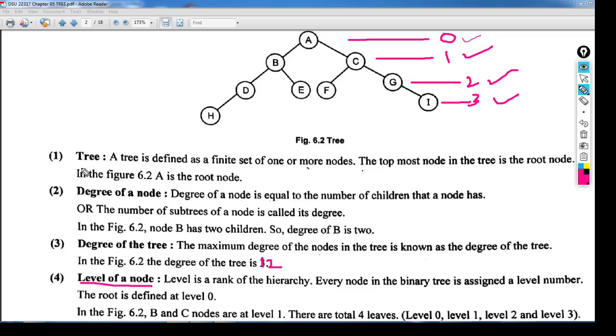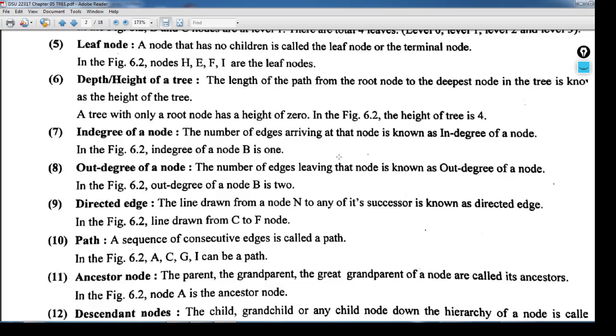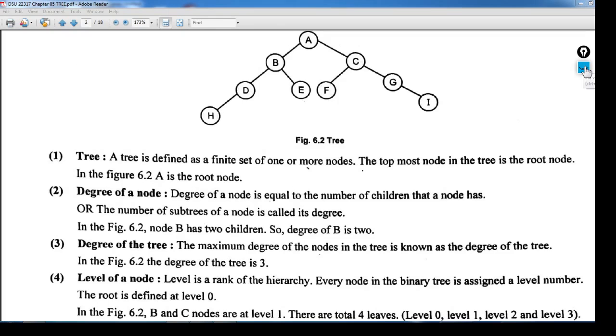So we have seen tree, degree of a node, degree of a tree and level of a node. Now we will move further. Now we will see leaf node. A node that has no children is called a leaf node or terminal node. See the diagram. A node which has no children. In this case, H is having no child. E is having no child. F is having no child. I is also having no child. So these nodes are called leaf nodes.